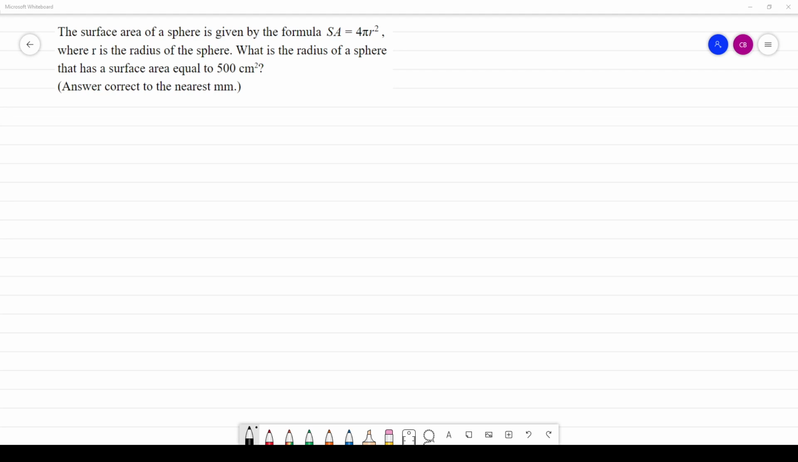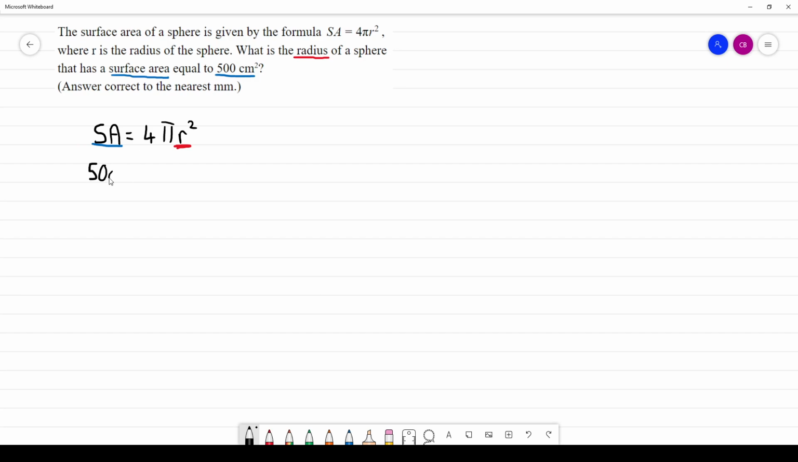Alrighty then. Well, let's just write down the formula to begin with. SA equals 4 pi r squared. What do we know? We know the surface area. It tells us the surface area is equal to 500 centimeters squared. And what do we want to find? We want the radius. So we want r. We know the surface area, and we want to find r.